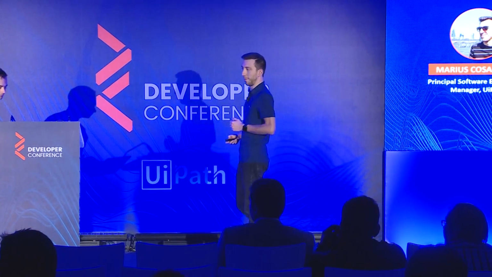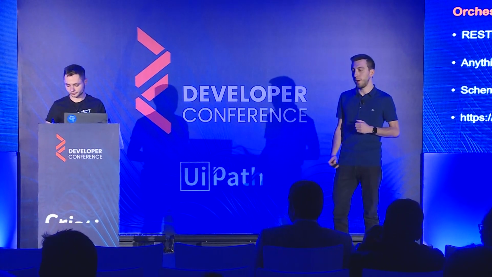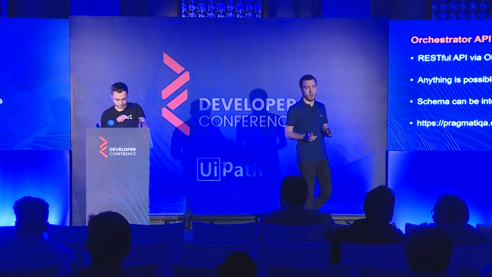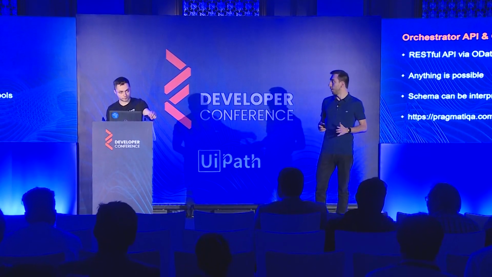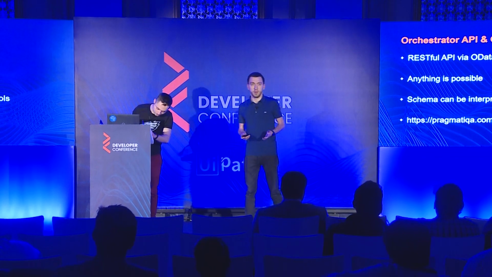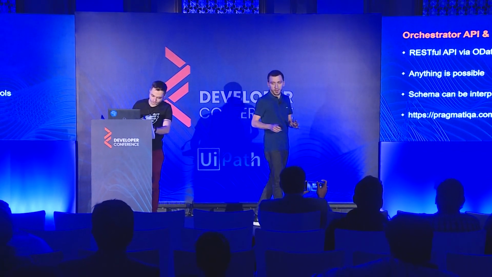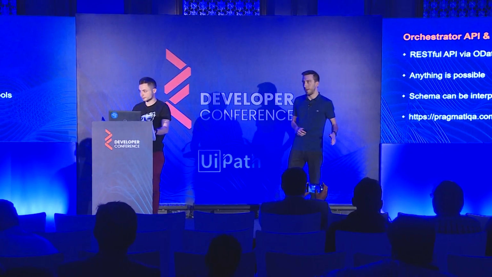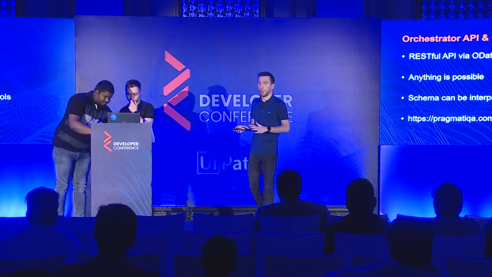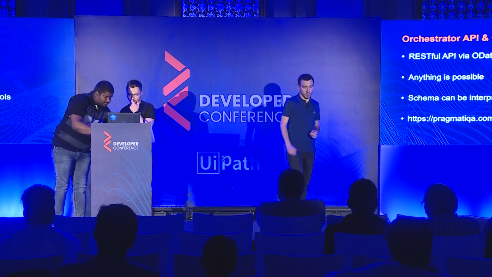While we get the laptop set up and ready for the demos, I'd like to start by saying that in the Orchestrator API, you can achieve anything that you can achieve in the Orchestrator interface. We are currently using OData for that. It provides a RESTful API. So as I said, anything is possible. You can start jobs, you can add new items. Anything that is possible from the activity is also possible from the Orchestrator API.